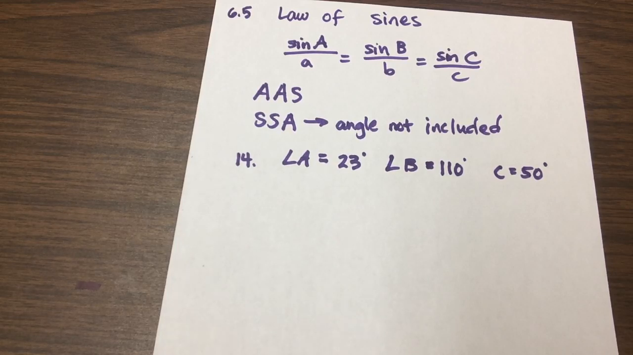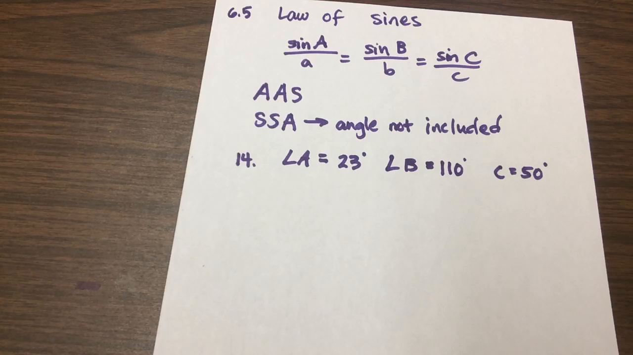Triangle that's not a right triangle. So if I have a triangle that's not a right triangle, I've either got to use the law of sines or the law of cosines in order to solve it. Remember that when we're solving a triangle, I'm looking for all three sides, all three angles.